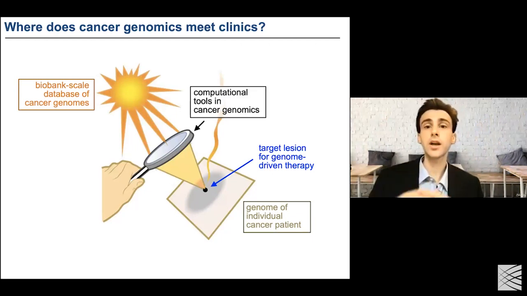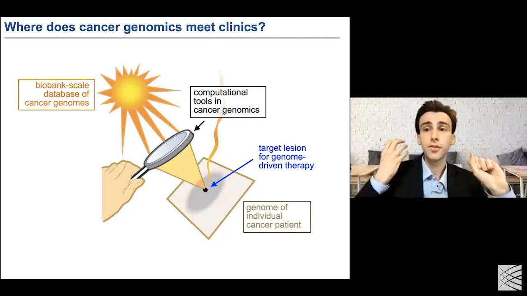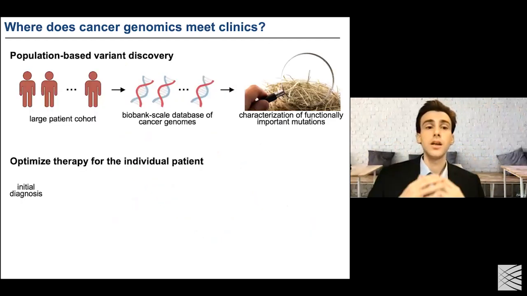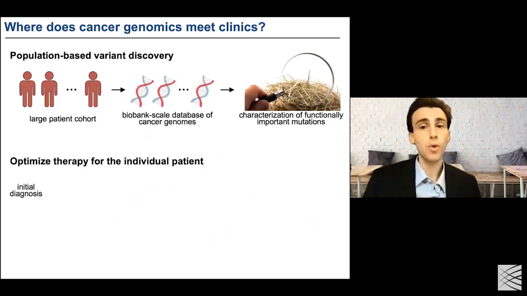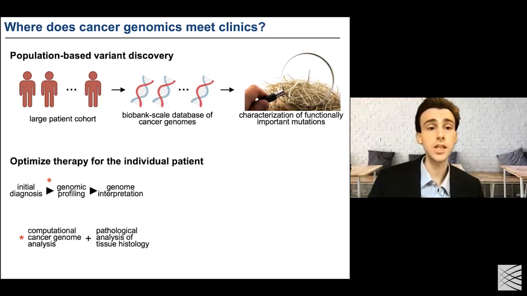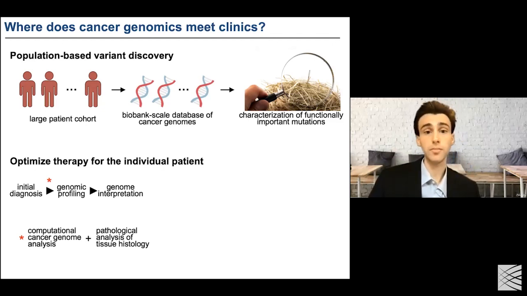And this is really where computational tools in cancer genomics come into play, and why I think they're so important, not only for the interpretation of the biobank scale data, but also for making clinical decisions for the individual patient. And usually we don't see a patient only at one single time point, but over multiple time points over the disease. Usually there's some type of sequencing involved in the initial diagnosis for characterizing the initial genomic profile of the patient and making the initial therapeutic decision.